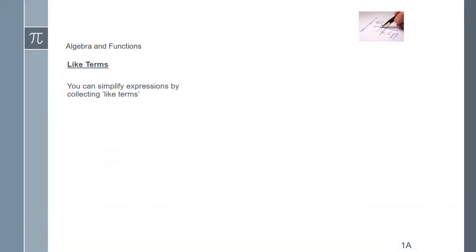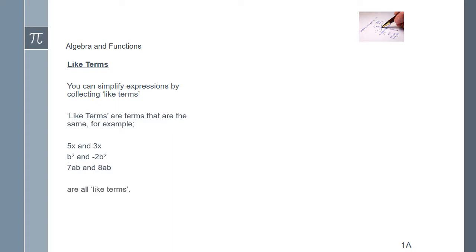So part 1, collecting like terms. We can simplify expressions by collecting like terms. And like terms are basically those terms that are the same. So for example, 5x and 3x are like terms because they both contain x's. b squared and minus 2b squared are like terms because they both contain b's. 7ab and 8ab. Well, what's common there? The ab. They are all what we call like terms.